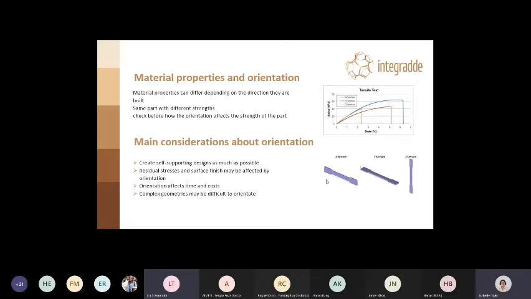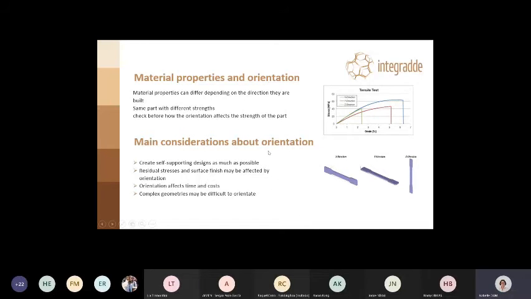The last point regards the material properties and their orientation. Material properties can differ depending on the direction they are built. There is an anisotropy of material properties, and for example, if we perform a tensile test of one test piece in different directions, we will have different values for the tensile strength. So it has to be considered during design in order to choose the best orientation of the piece.